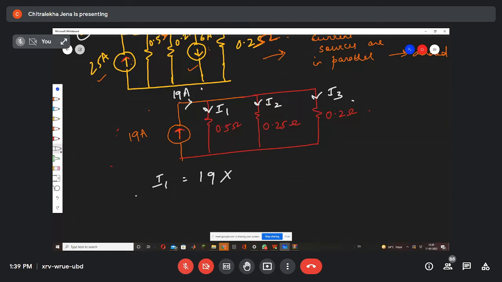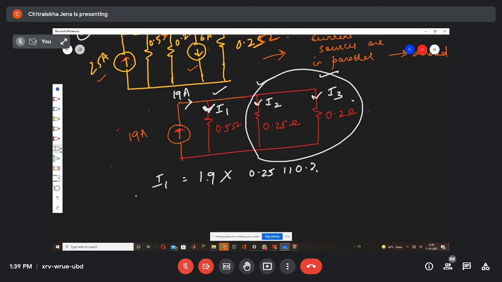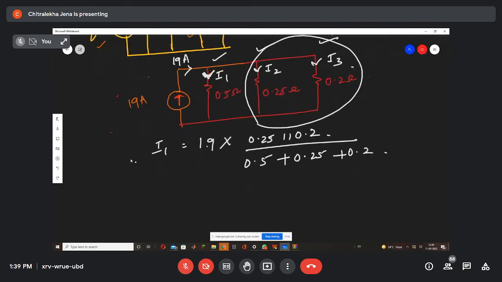You tell me the I1 formula. Let us not solve it. I1 will be equal to 19 multiplied by... because I know the total current. The 19 ampere current is now divided into 3 parts. So when I am finding the current in the first part, I have to take the second part as the resultant. That means 19 multiplied by 0.25 parallel with 0.2, divided by the sum of all three: 0.5 plus 0.25 plus 0.2. Very good.